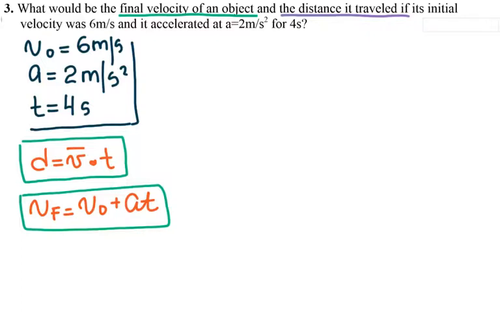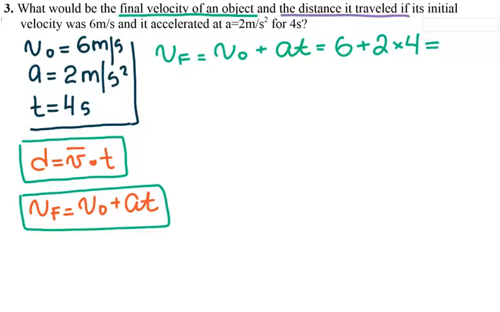I rewrote my average velocity formula as the distance formula, or the displacement, which is average velocity times the time. And now I'm going to find the final velocity first. So the final velocity depends on what the initial velocity was plus the acceleration times the time. If I plug in my numbers, I have 6 plus 2 times 4, which is 14 meters per second.